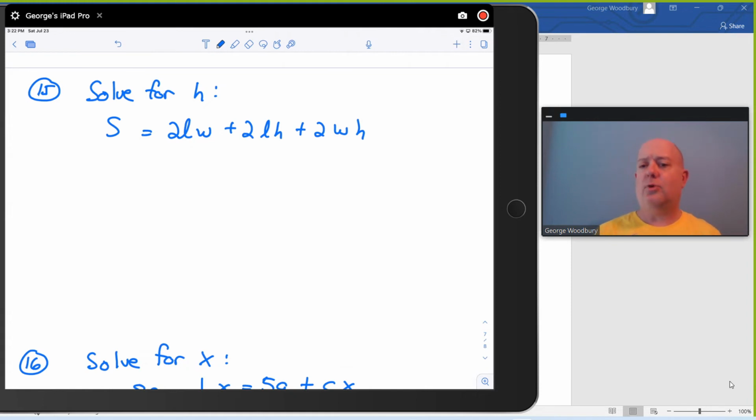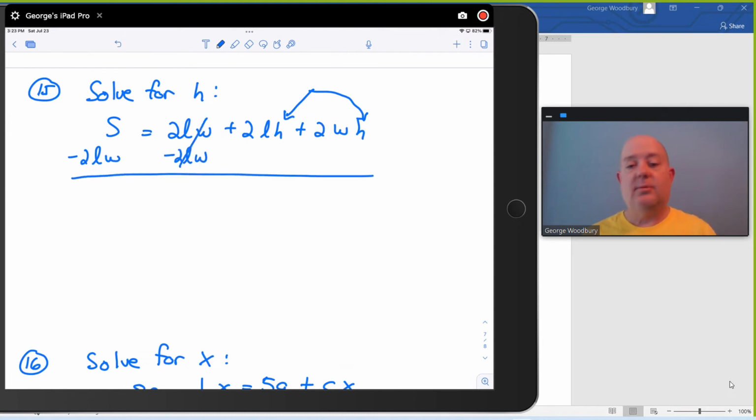Notice I wrote my l cursive so that I don't confuse it with the number 1. All right, this is a formula for surface area of a box, and I'm trying to solve for h, and h is in the last two terms, so I want to keep those together, but I want any term that doesn't have h moved to the other side. So I'm going to begin by subtracting 2lw from both sides. That leaves me with S minus 2lw on the left equal to 2lh plus 2wh.